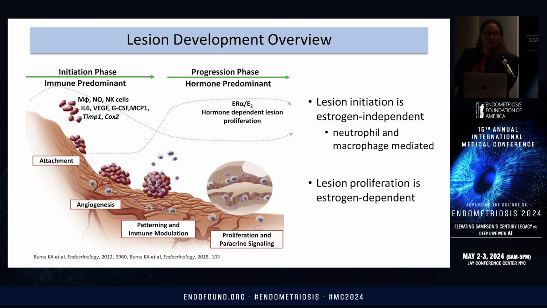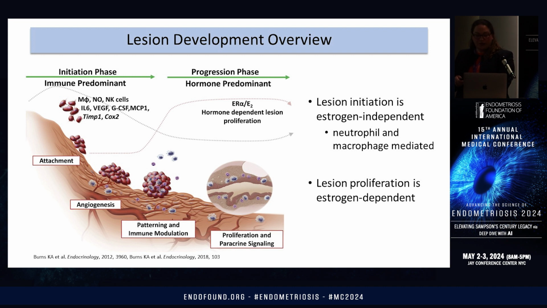So from this and a lot of information that I'm not showing you in the presentation, we look at endometriosis as two different phases. We look at the initiation phase, which seems to be immune predominant, specifically the macrophages, neutrophils, NK cells, a lot of chemokines, cytokines, and growth factors. And then the progressive phase of endometriosis, which is hormone predominant.